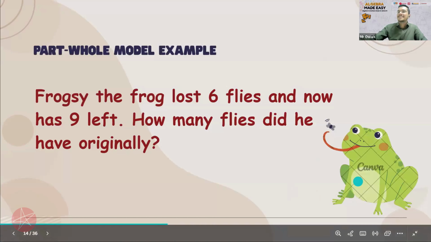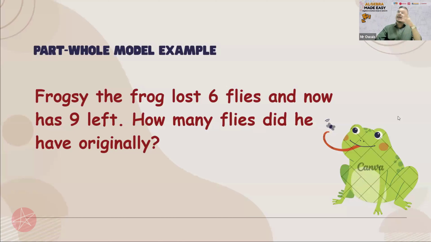Okay, so we have our first example for this kind of drawing, which is this one. I'm going to read it for you guys here. We've got Frogsy the frog who lost 6 flies. Okay, so he had some flies at the start, and then he lost 6 flies. Once he lost 6 flies, he now has 9 flies left. So the question is asking us, how many flies did he have originally, or how many did he have at the start? I want you guys to think about this. Okay, anyone, any idea?